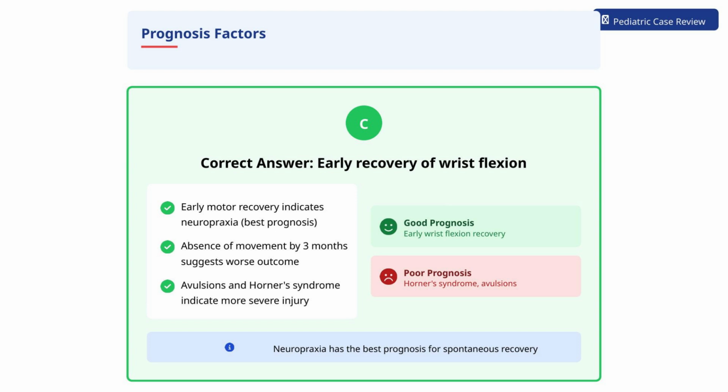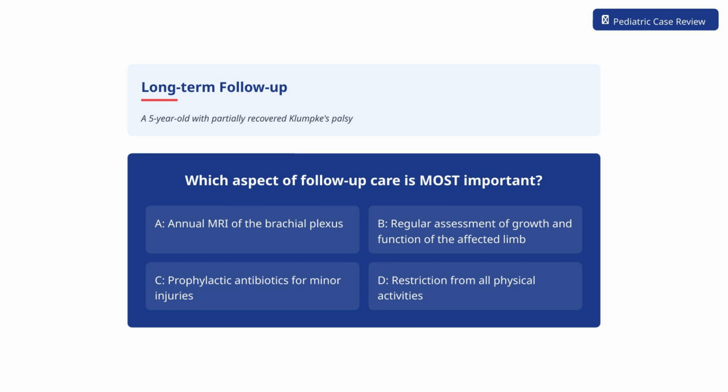Any signs of early motor recovery indicate a neuropraxia injury, which has the best prognosis for spontaneous recovery. In contrast, the absence of any movement by 3 months suggests a more serious injury with poorer outcomes. Avulsion injuries and the presence of Horner syndrome both indicate more severe nerve damage and are associated with worse functional outcomes.